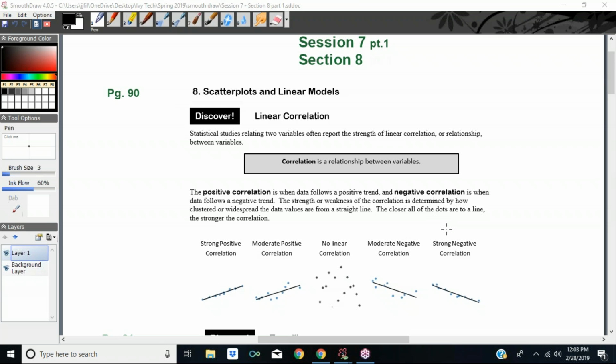Linear correlation is a statistical study relating two variables, often reporting the strength of linear correlation between variables. A correlation is just a relationship between variables. And one thing you want to know is that just because there's a correlation between variables, it doesn't mean that one determines the other's outcome necessarily. And we'll look at that in a little bit here. It means that one doesn't cause the other to happen. So at the bottom of page 90, there's correlation and causation. And just know that correlation doesn't imply causation.